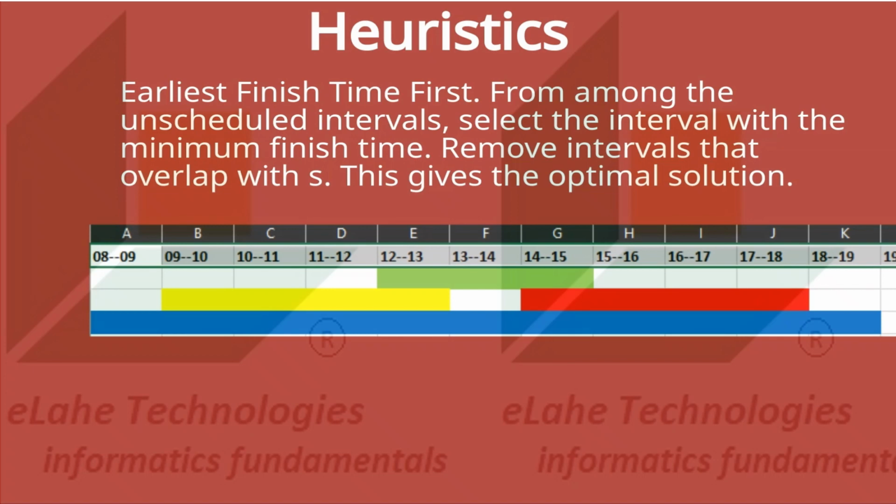In the example shown, the yellow job finishes first and is selected. Since the blue and the green jobs intersect the yellow, they are removed from consideration. The red job, being not in conflict with the yellow one, is now selected. The red and yellow jobs give us a solution of size 2, which is optimal for the example.